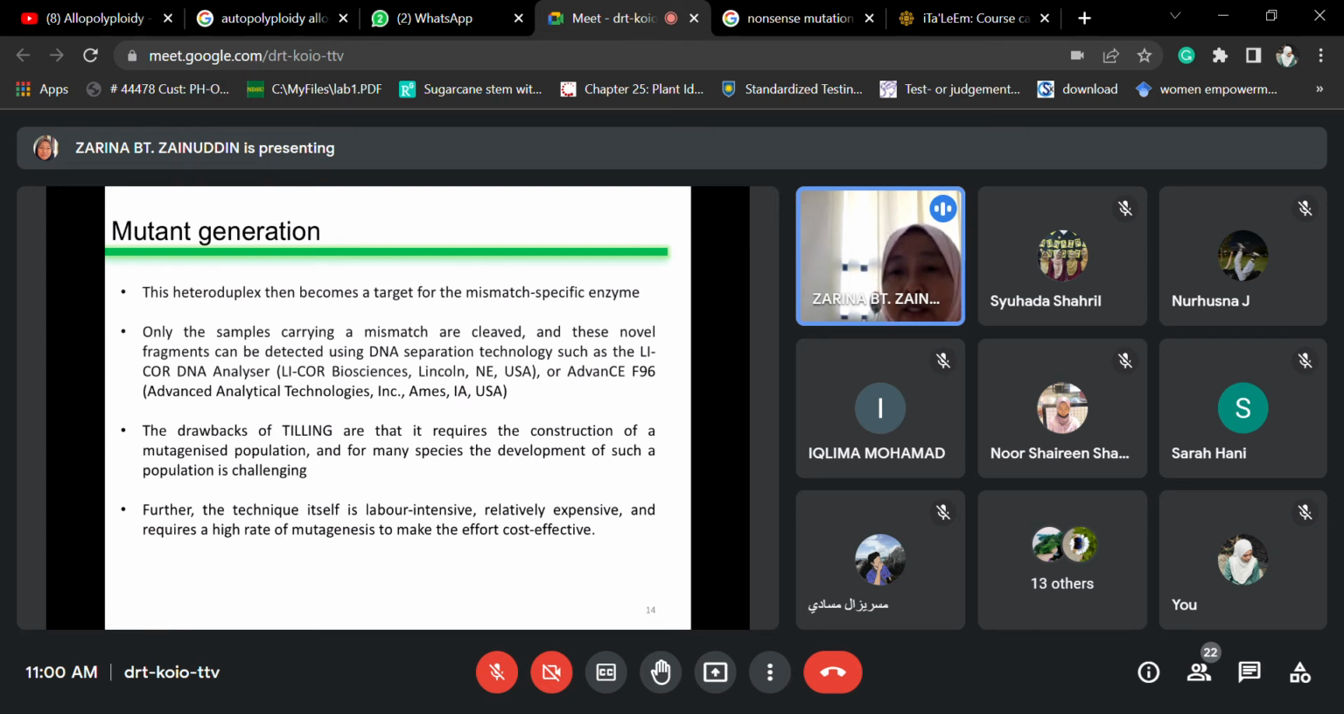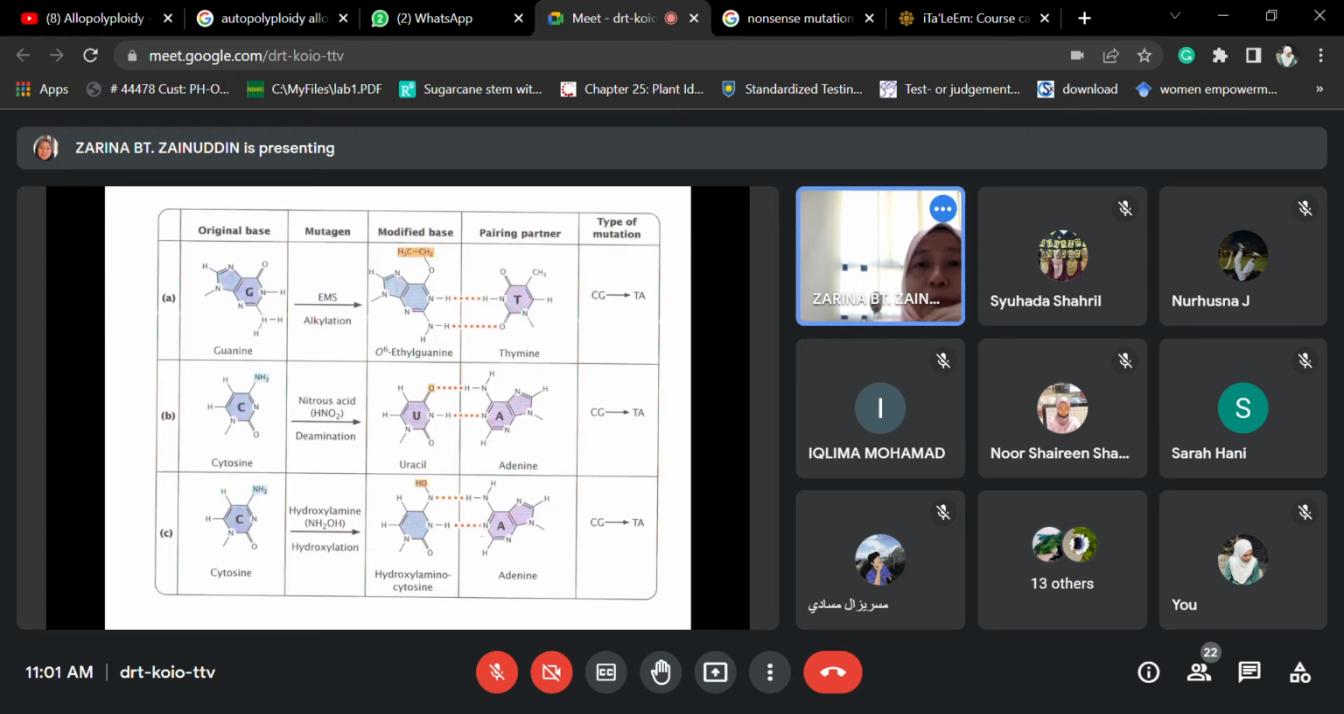Okay, but the drawbacks of this TILLING technique, it requires the construction of a mutagenized population. Okay, but to have this mutagenized population, the process is actually challenging. Okay, and the technique is also labor intensive, relatively expensive, and requires a high rate of mutagenesis to make the effort cost effective.